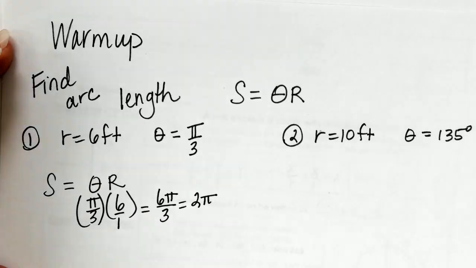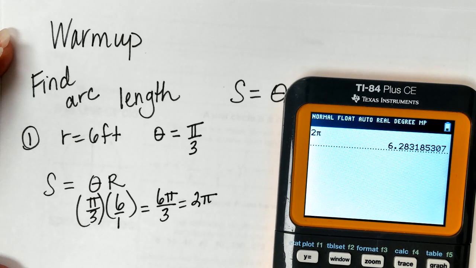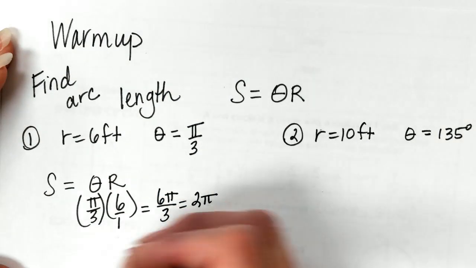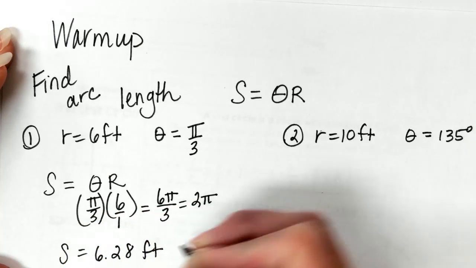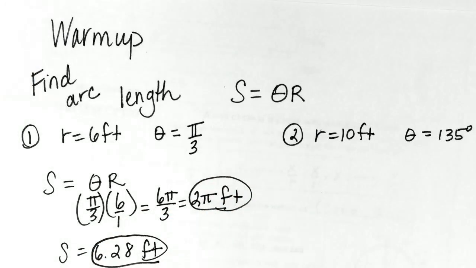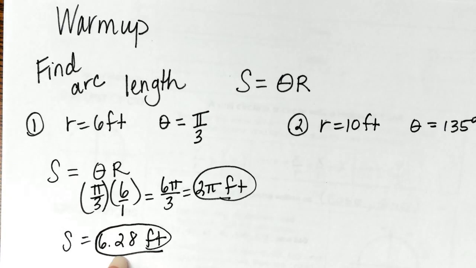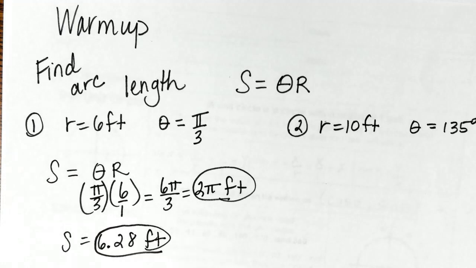2 pi is the answer, but if you plug in 2 pi in your calculator, you end up with approximately 6.28. So approximately 6.28 feet is your answer. It makes a little more sense to put it in decimals, because when I think about feet, I don't know what 2 pi feet really means. But if I make it 6.3 feet, that makes a little bit more sense.